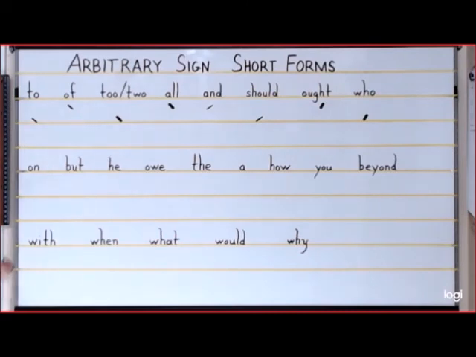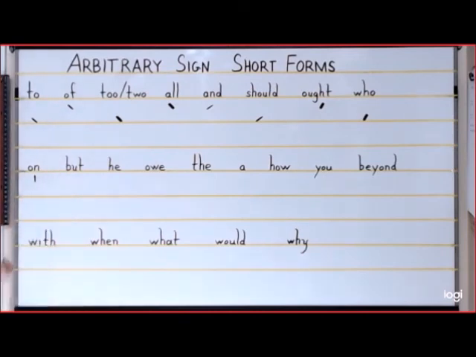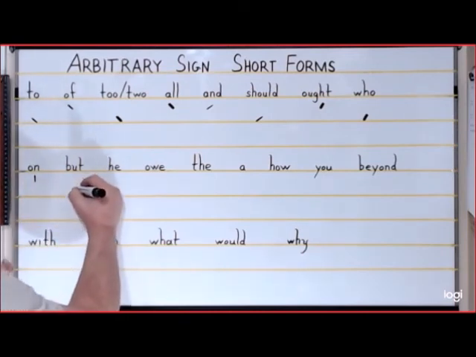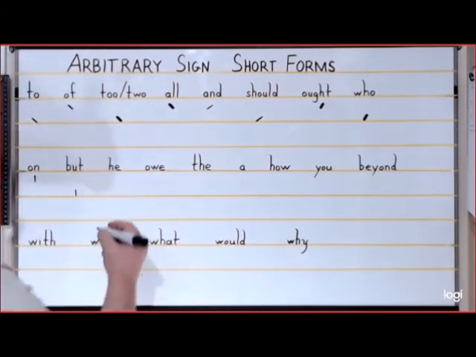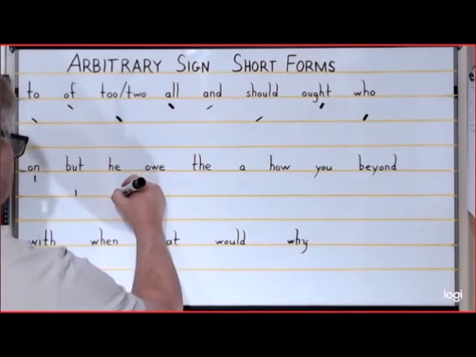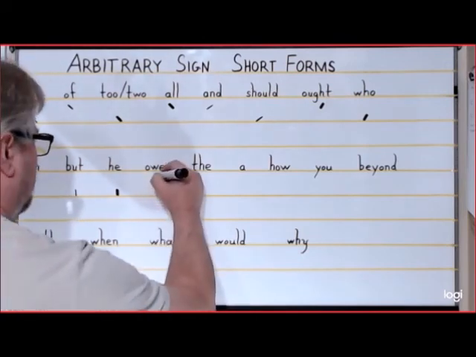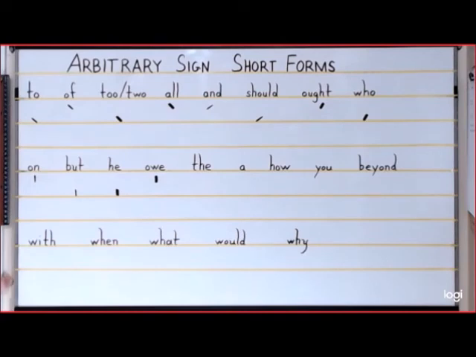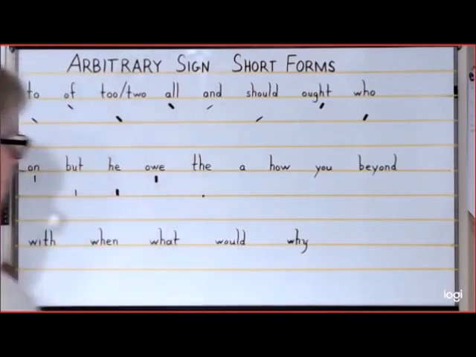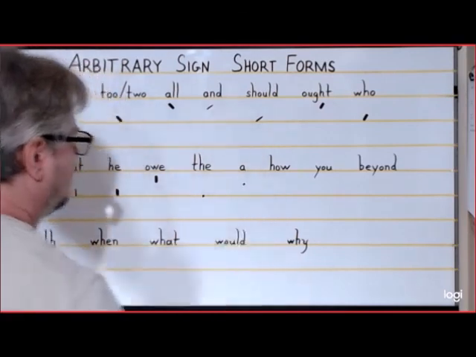The word on is a light vertical downward tick above the line. The word but is the same downward vertical tick on the line. The word he is a heavy vertical downward tick on the line. And then the word O is a vertical downward tick heavy above the line. The word the, when it's by itself, is represented by a dot on the line. And then an A is a dot above the line.